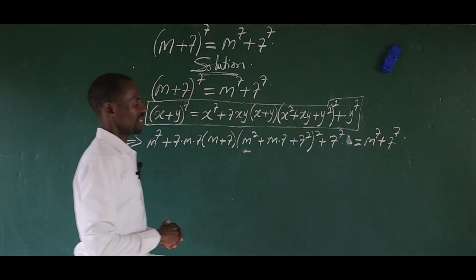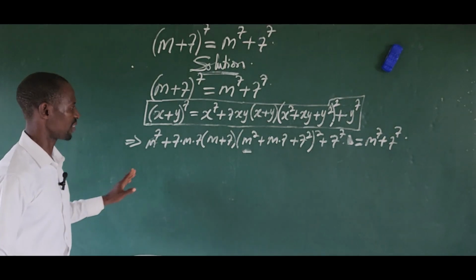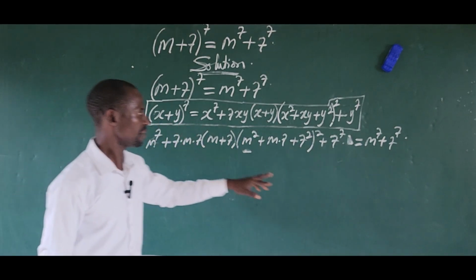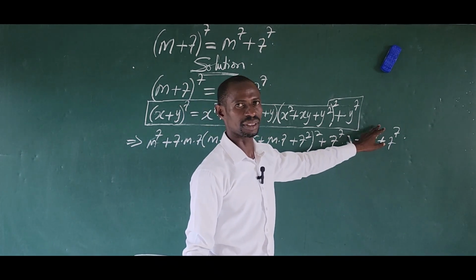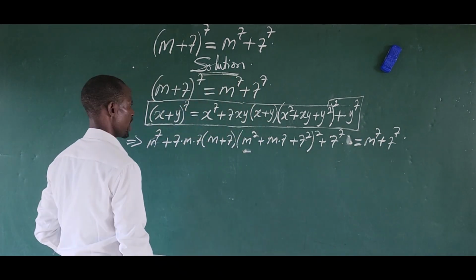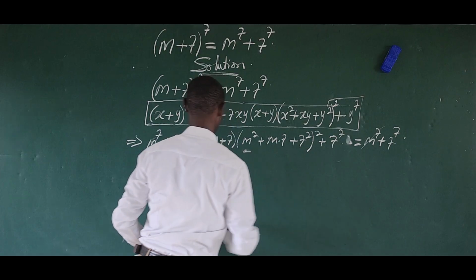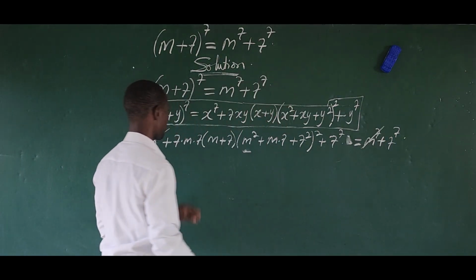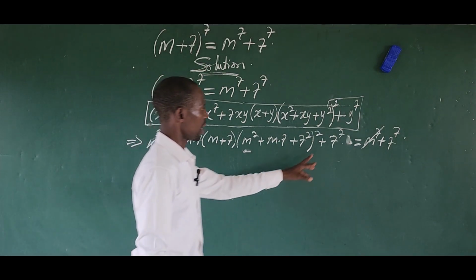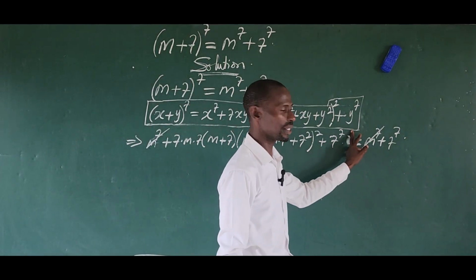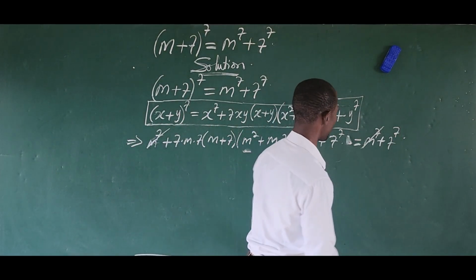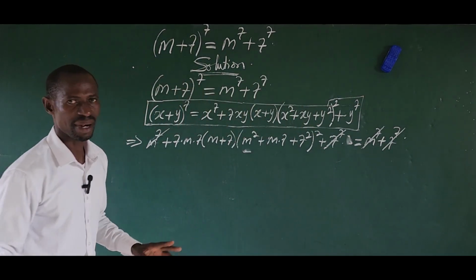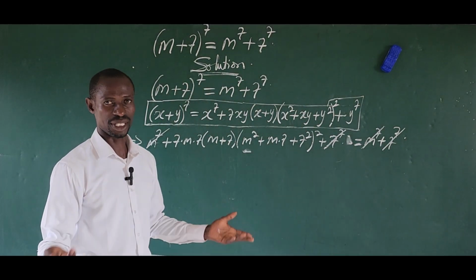So from here, you discover that we're having m to the power of 7 on this side, positive, and we're having m to the power of 7 on this side, positive also. So this cancels this. Then we check again: we are having plus 7 to the power of 7 here, and plus 7 to the power of 7 there, so this and this will cancel. On the right-hand side of the equation, we are left with just 0.